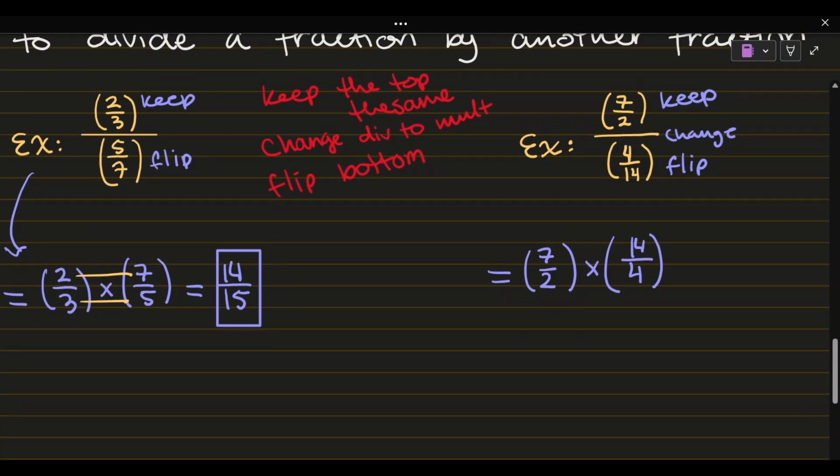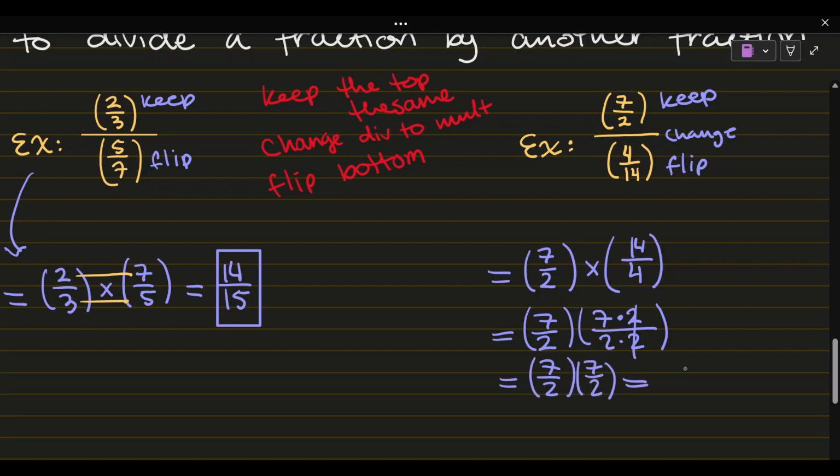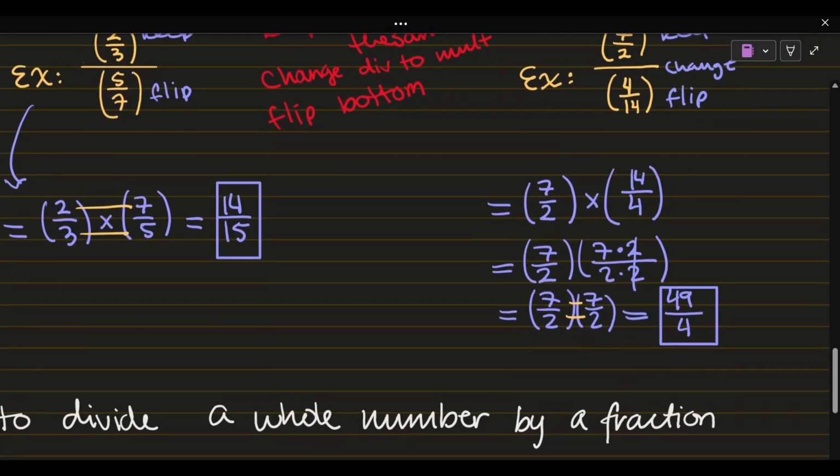Okay. And then I noticed that I can rewrite this for the sake of simplifying things. This is 7 over 2 times 7 times 2 over 2 times 2, right? Because 14 is 7 times 2, and 4 is 2 times 2. So I can rewrite that just fine. And now I have these 2's will cancel in numerator and denominator. And so what I actually have is 7 over 2 times 7 over 2. 7 times 7 is 49. 2 times 2 is 4. So I have 49 over 4, right? Just multiplying these fractions across here. Great.